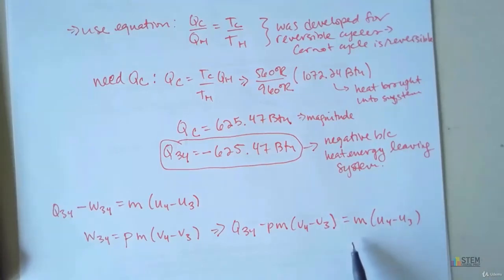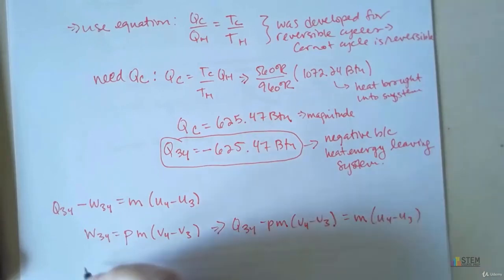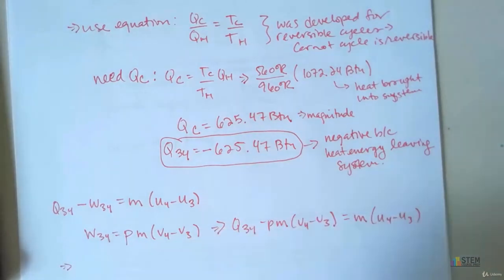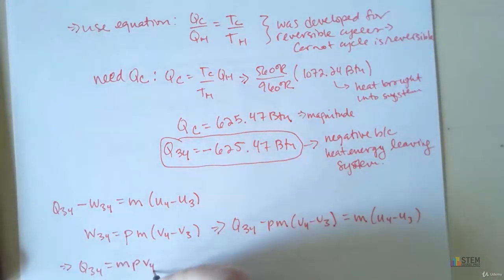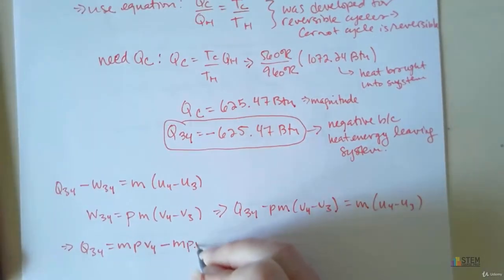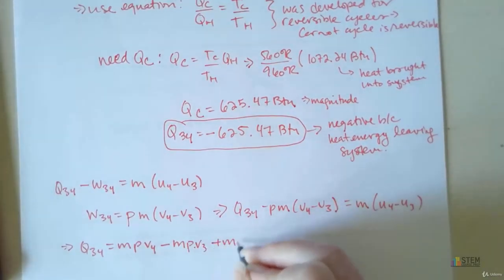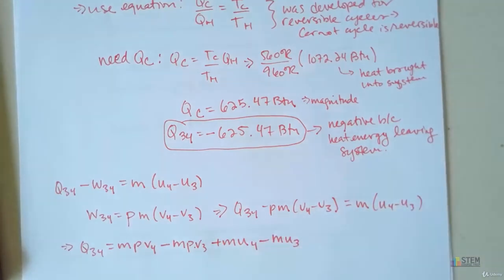Now, if we look at that, let's go ahead and get Q3 by itself. We'll move all this other stuff over, and then we will expand this and rewrite it in a different form. Q34 then is going to be the mass times the pressure times V4 minus the mass times the pressure times V3 plus the mass times U4 minus the mass times U3.